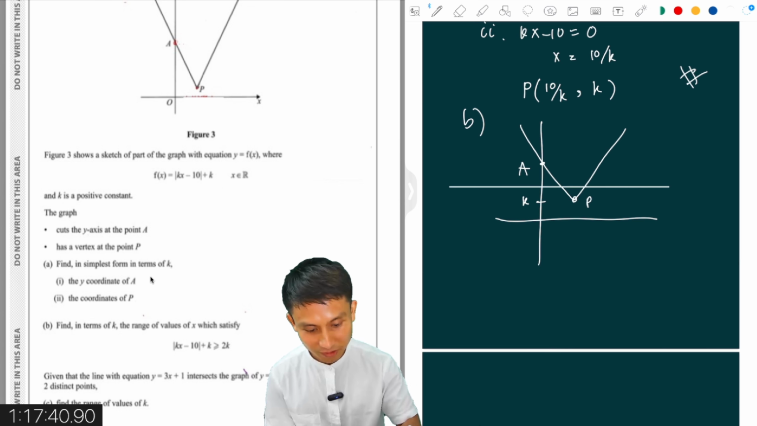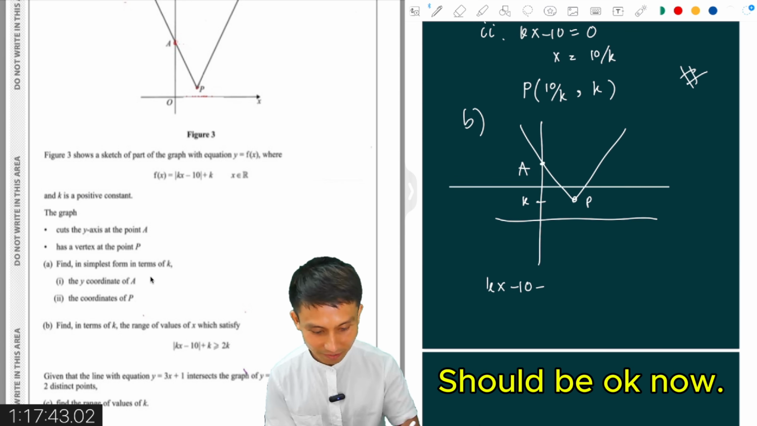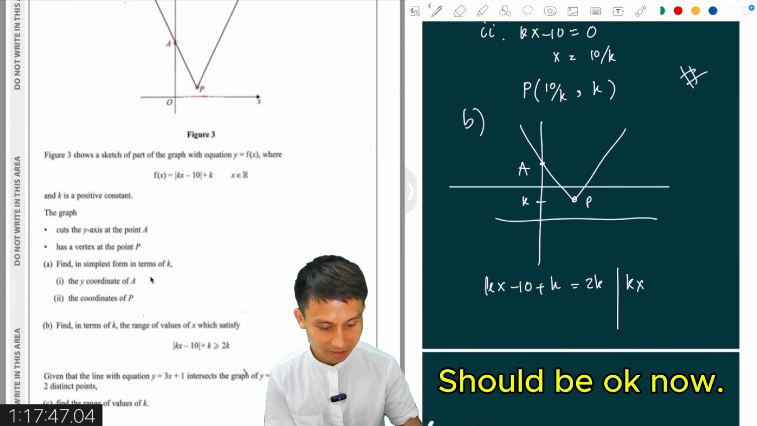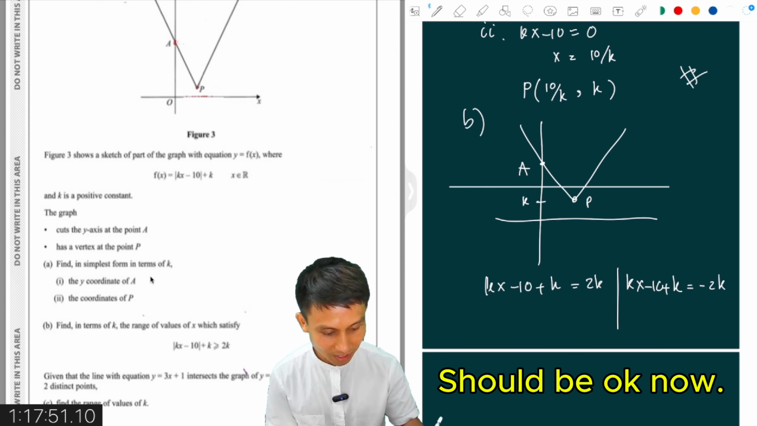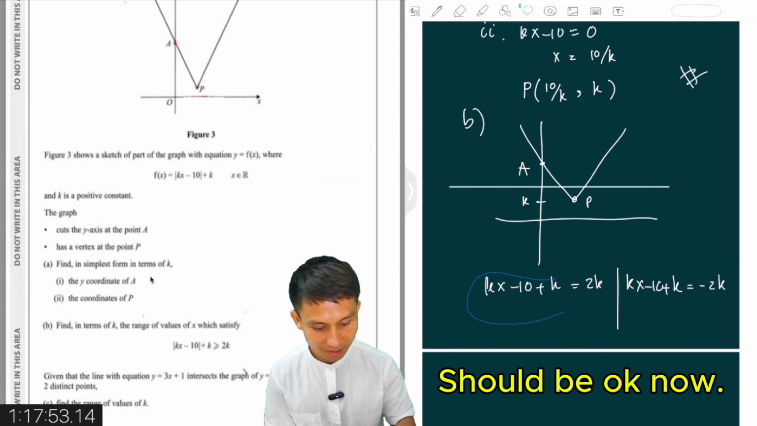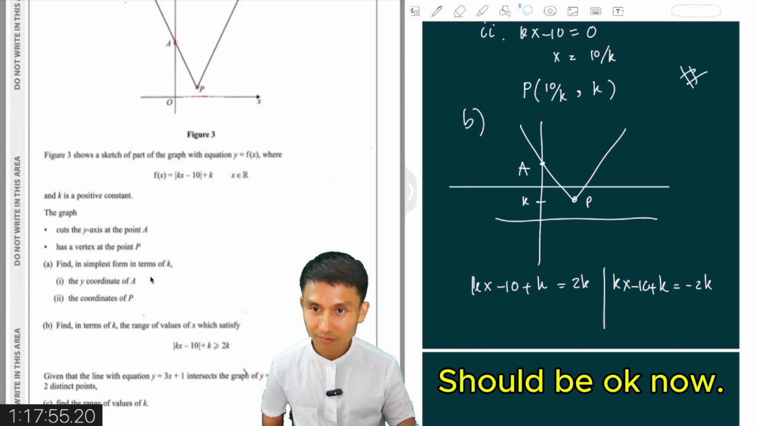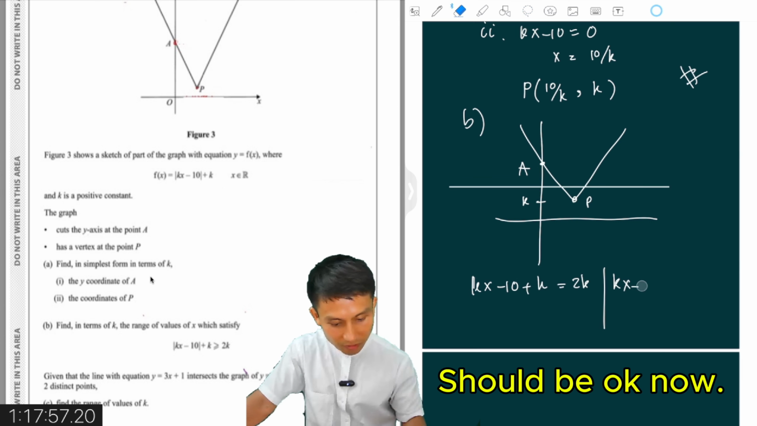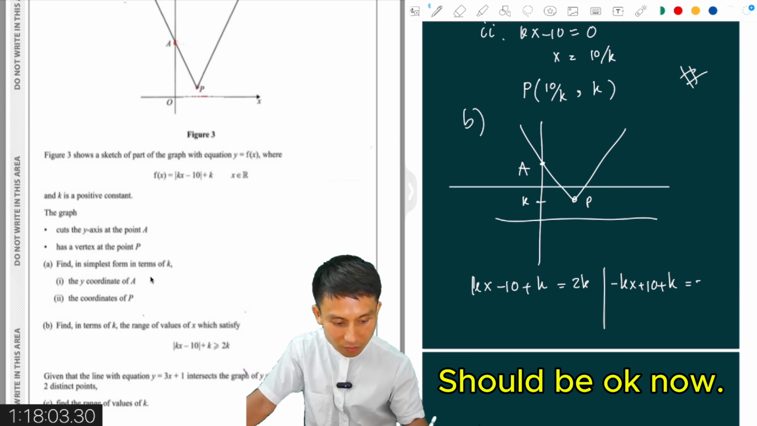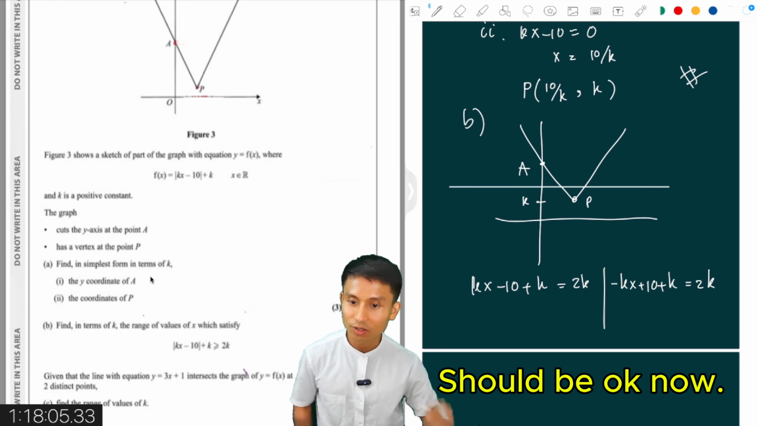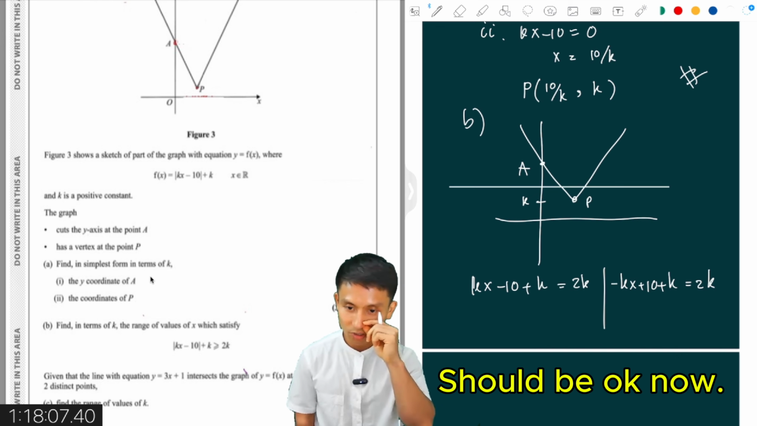So we're gonna solve separately. So kx minus 10 plus k equals 2k, and kx minus 10 plus k equals minus 2k. Wait, no, it should be a negative of that. So minus kx plus 10 plus k equals 2k, not that, sorry. You put a minus sign in front of the whole modulus term.